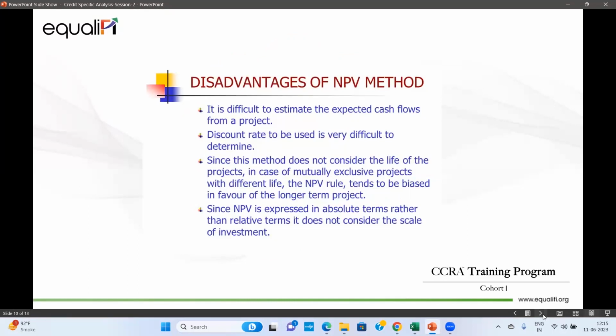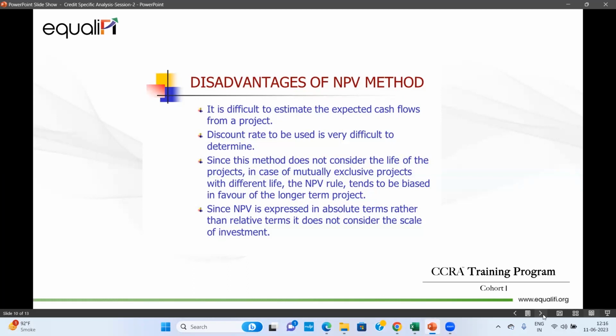Next, there are certain disadvantages of the NPV method. What are those? It is difficult to estimate the expected cash flows from a project, because you estimate something, something else happens. The discount rate is also very difficult to find out. Since this method does not consider the life of the project, in case of mutually exclusive projects with different life, the NPV rule tends to be biased in favor of the long-term projects.